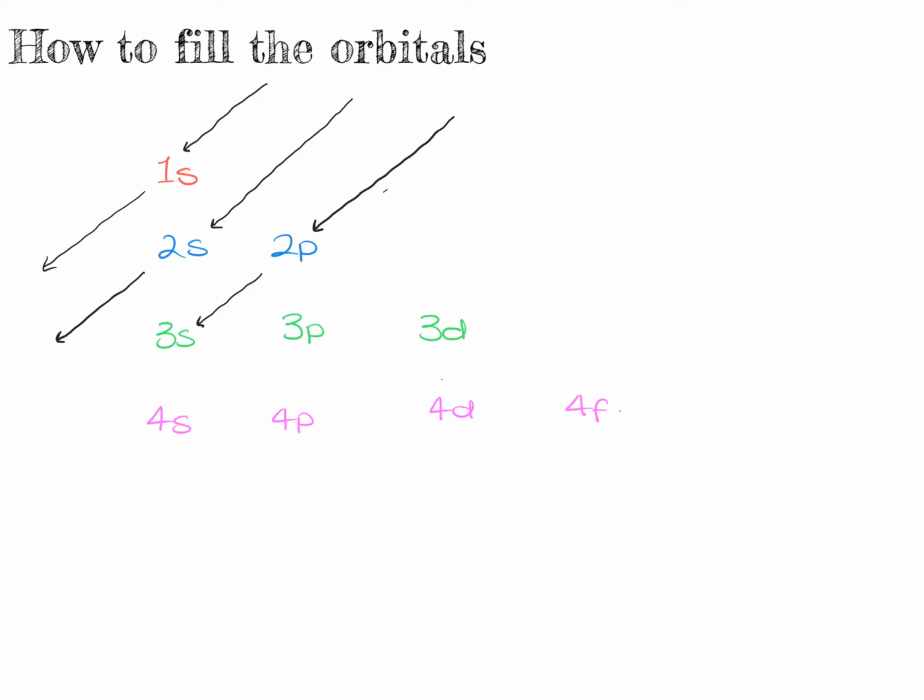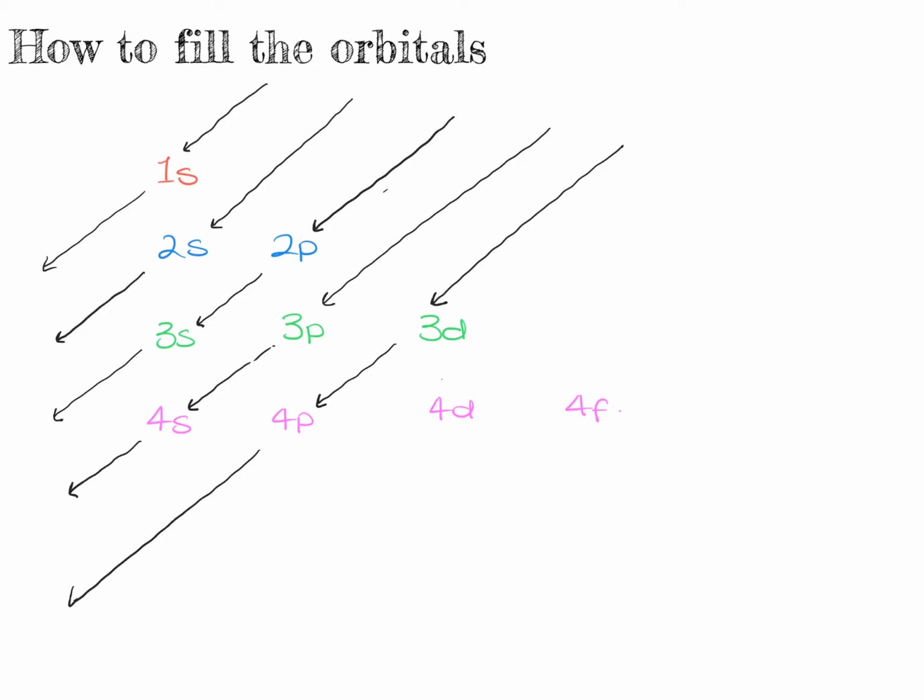Then we fill 3s. Then, going diagonally, we fill 3p. So far it's gone 1s, 2s, 2p, 3s, 3p. You'd expect 3d to come next, but if we keep going diagonally, it doesn't. We actually fill the 4s next. After the 4s, let's carry on with our diagonal lines. We fill 3d, then we fill 4p, then we fill 4d, and then we fill 4f.